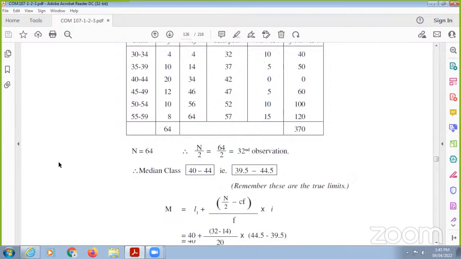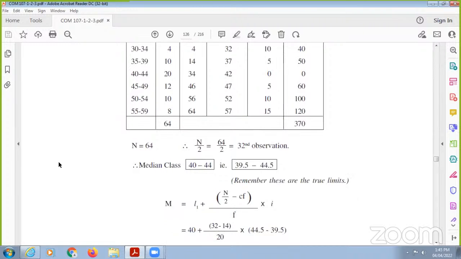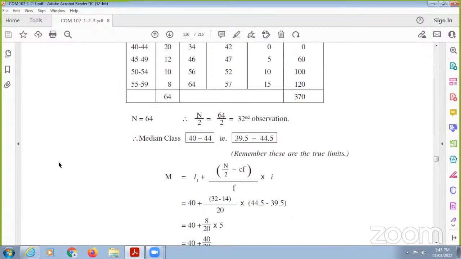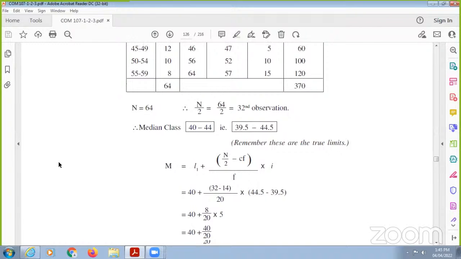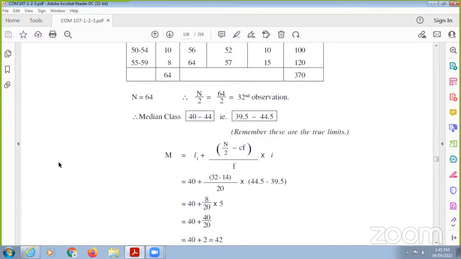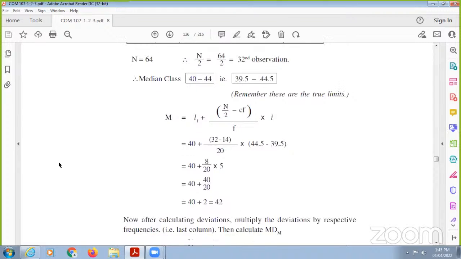Now m is equal to formula here l1 plus n upon 2 minus cf bracket complete upon f into i here. So here the l1 is 40 here. Then previous class plus into bracket 32 minus 14 bracket complete upon 20 multiplied by 44.5 minus 39.5 here. The answer will be here 40 plus 18 upon 20 multiplied by 5 is equal to 40 plus 40 upon 20, that means 40 plus 2, the 42 will be the answer here.